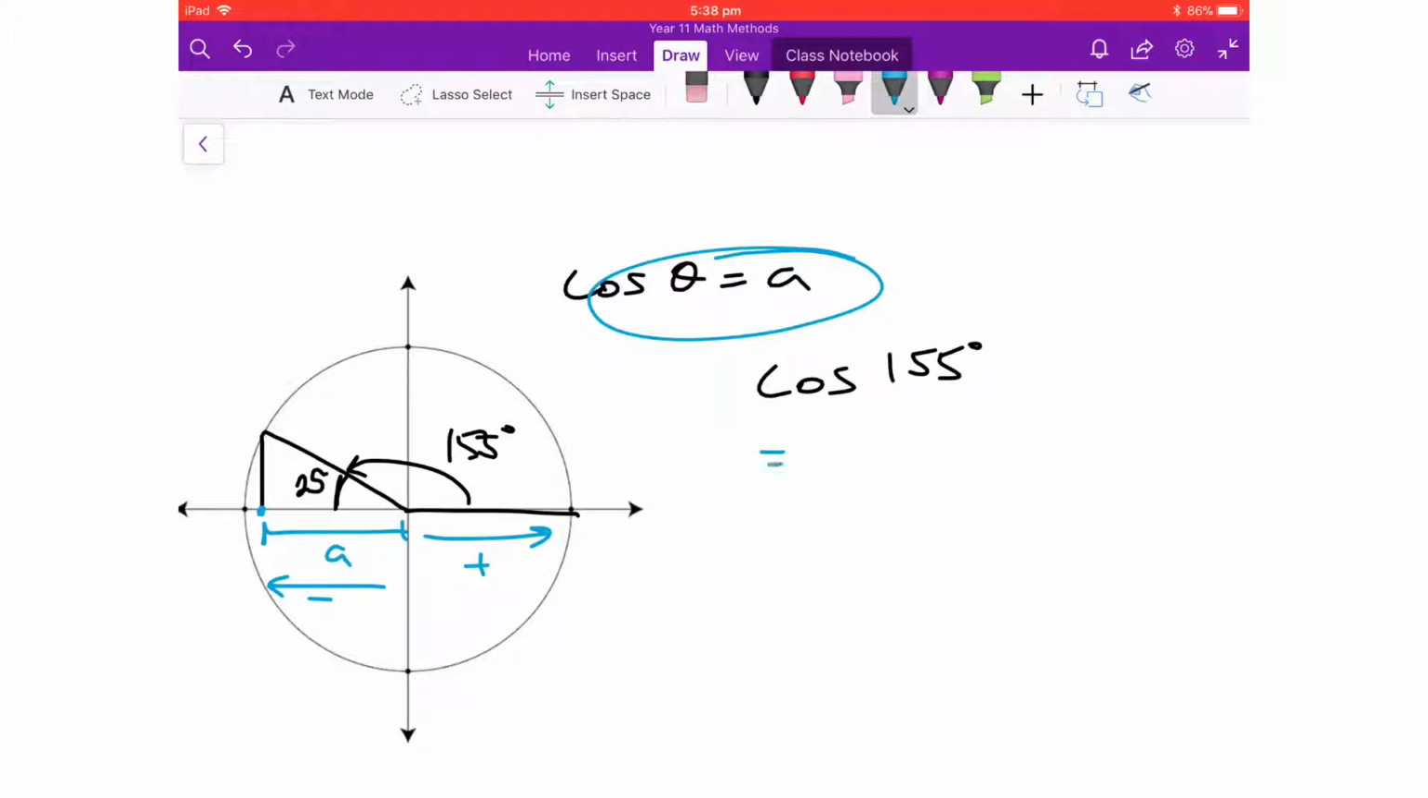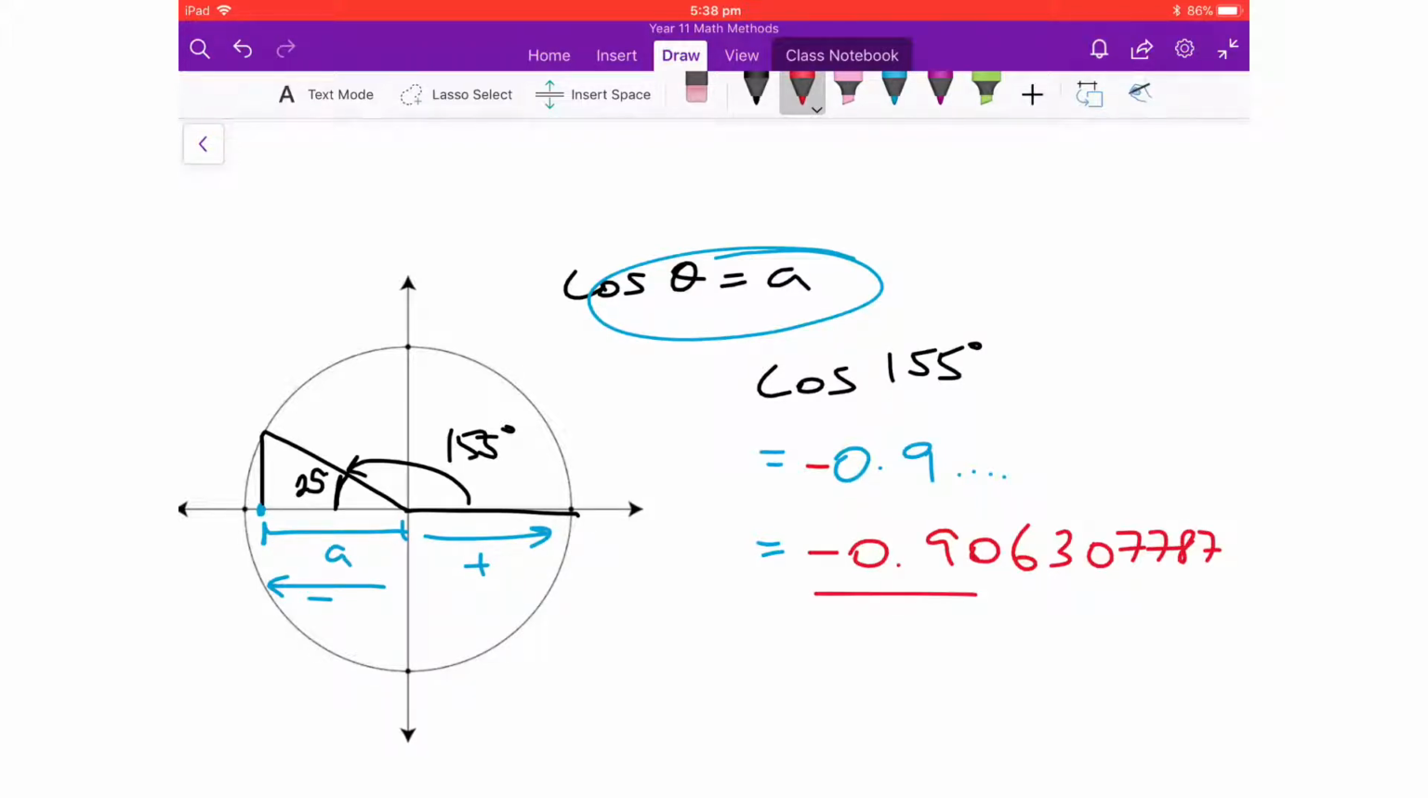So let's write this down. It's probably about negative, maybe 0.9. I don't know, about there. It's about 0.9. Let's type it into our calculator. I'm going to do 155. It's actually negative. Sorry, I forgot to put my negative earlier. So actually our value is 0.906307787. So we were really close actually. That's pretty good. That's surprising actually.